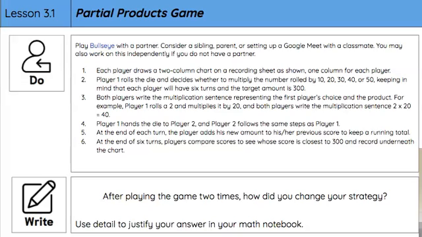Today, you are going to practice your multi-digit multiplication and use your number sense while playing a game called Bullseye. You will need a partner for this game, so consider a sibling, a parent, or setting up a Google Meet with a classmate. If you can't find a partner, you can also work on this independently.